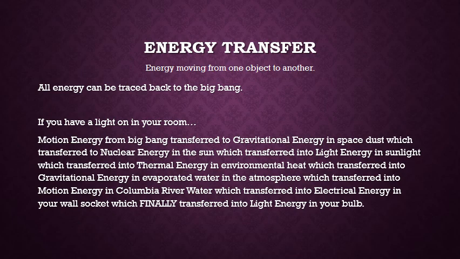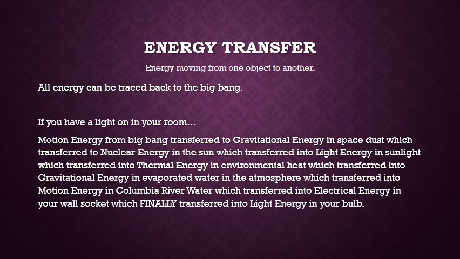So if we think back, the motion energy from that Big Bang ended up getting transferred into gravitational energy as in little forms of space dust, which started to clump together. And as you had a lot of space dust start to clump together into bigger and bigger and bigger chunks, when you had a large enough mass, nuclear energy started up with the suns and stars. Those nuclear reactions then created light energy as sunlight, which transferred down towards our Earth, turning into thermal energy as it heats up our planet.